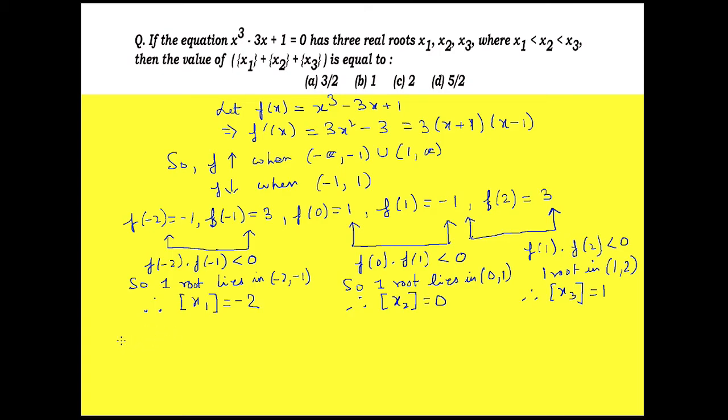Now to find the value of the given expression, the summation of the fractional values of the roots, we just have to put this: the fractional part of x is x minus its integral value, so the rest is very simple for all of you. Using the cubic equation x cubed minus 3x plus 1 equals 0, the sum of roots x1 plus x2 plus x3 will be equal to 0.